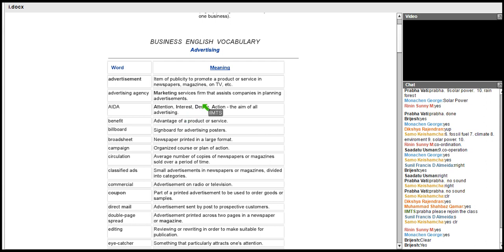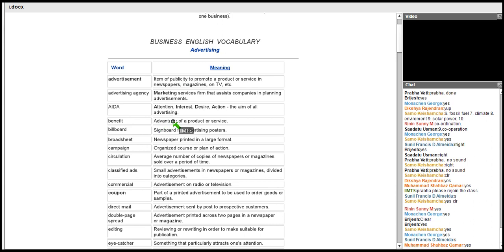Suppose they are advertising a product, and a product is launched in the market. The first thing they will do is create an ad for it, and it will be telecast or broadcast on TV. Once it is broadcast on TV, it will gain your attention. Then you will develop interest in that. You will have a desire to purchase it, and what is the action you are going to take? You are going to purchase it. Fine? Is it clear, everyone?